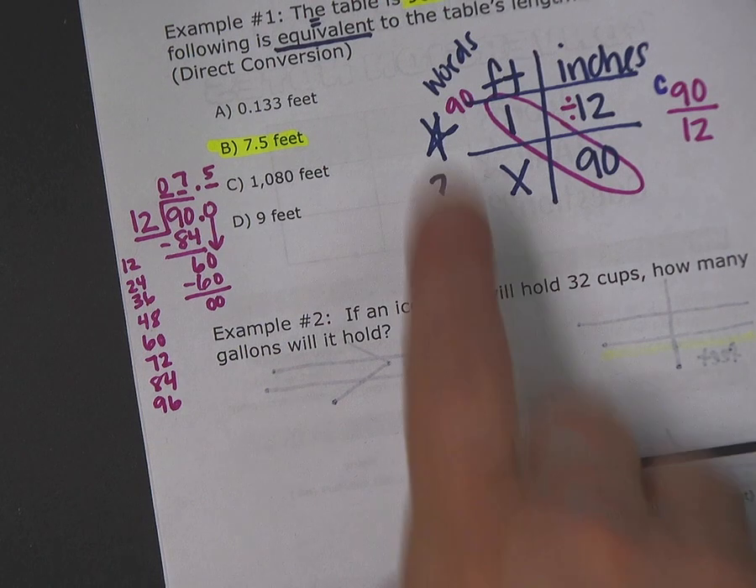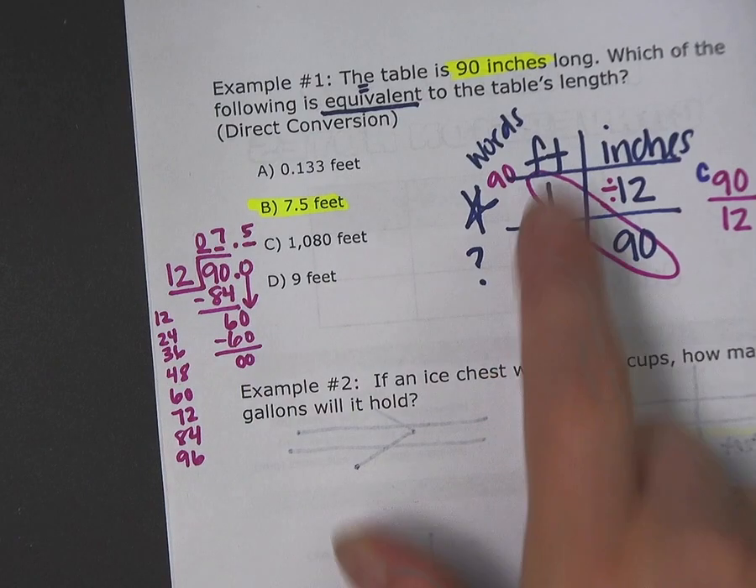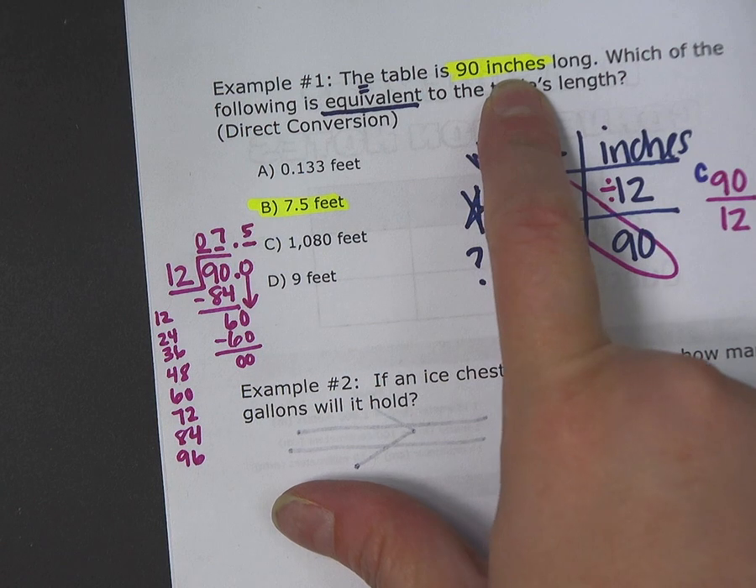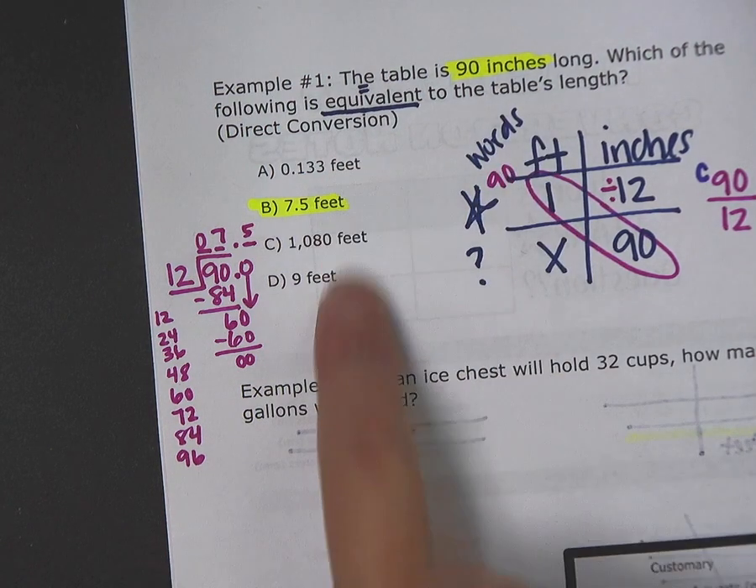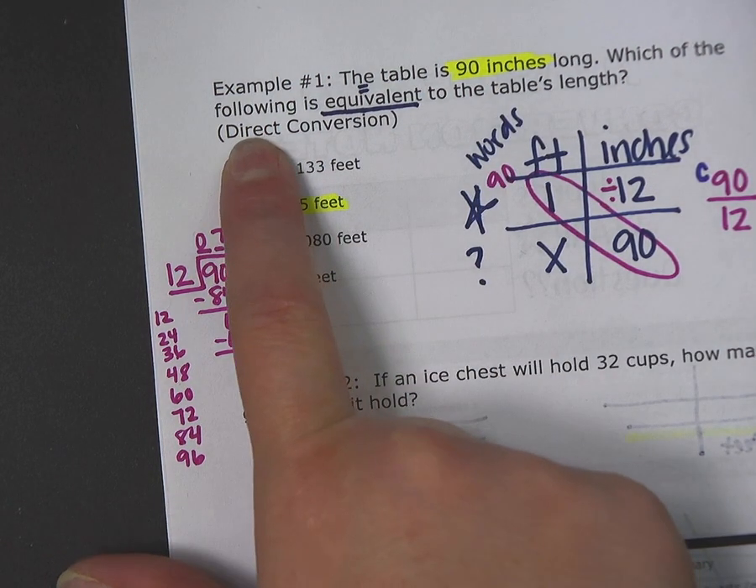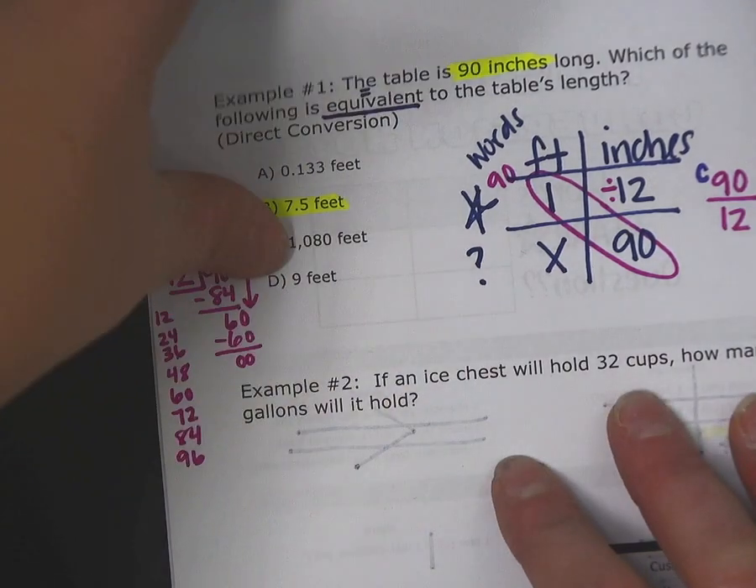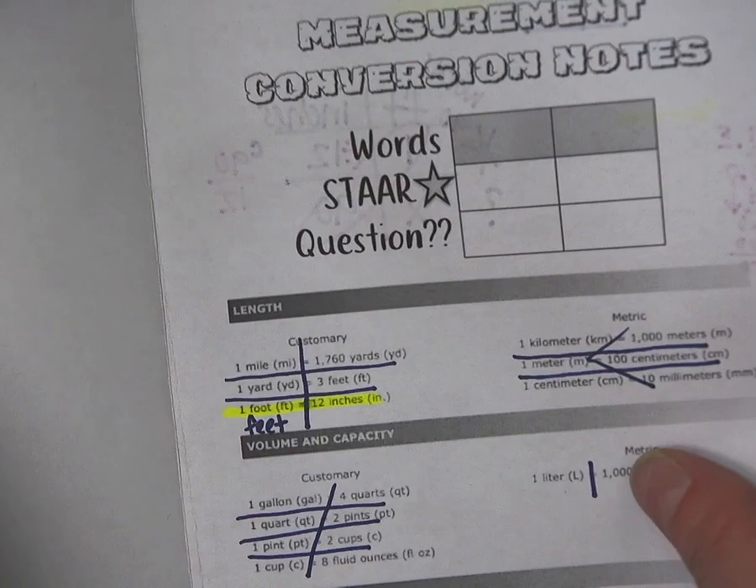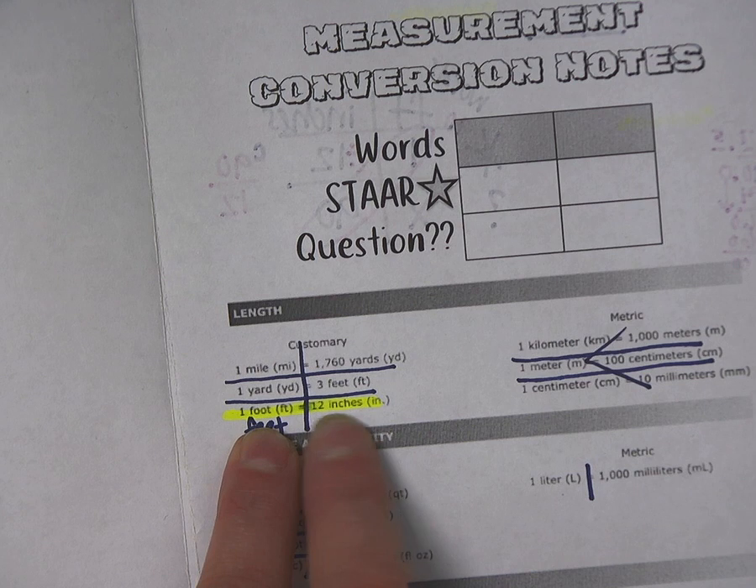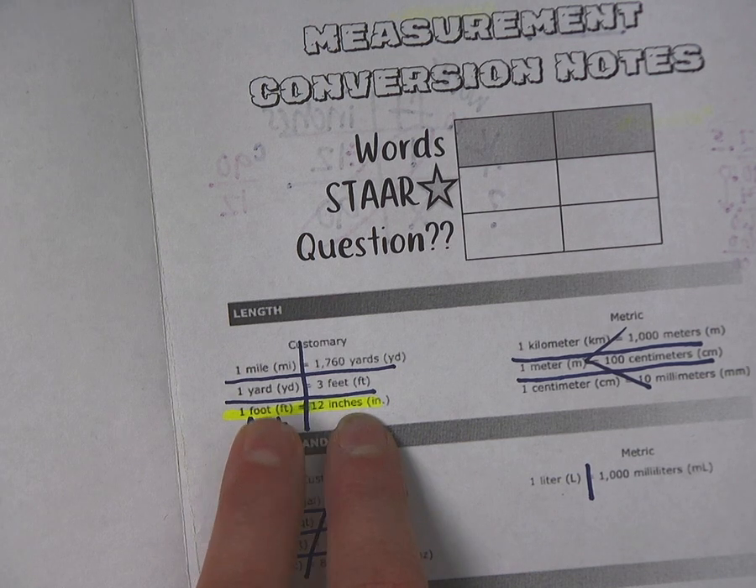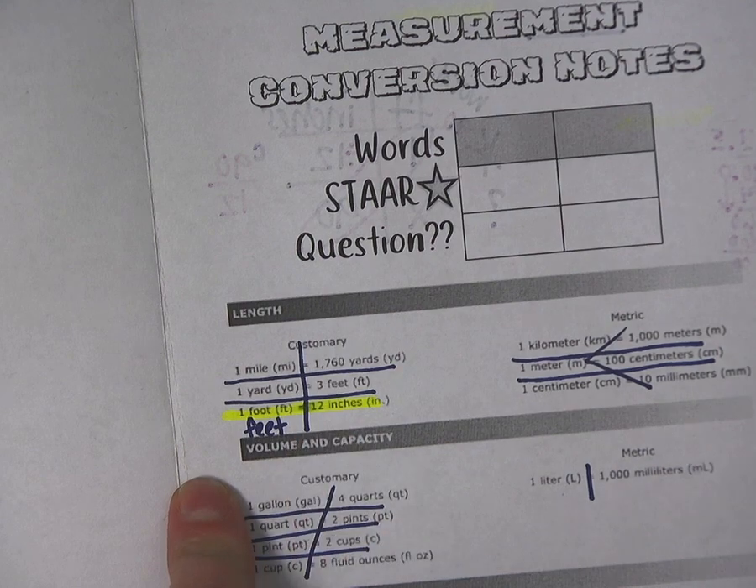Again, this problem gave me the inches, but it didn't tell me what it wanted me to change it to, so I had to look at my answer choices. Y'all, this is called a direct conversion. A direct conversion is when your two things are side by side on your chart. We had feet and we had inches, so they were side by side on our chart.